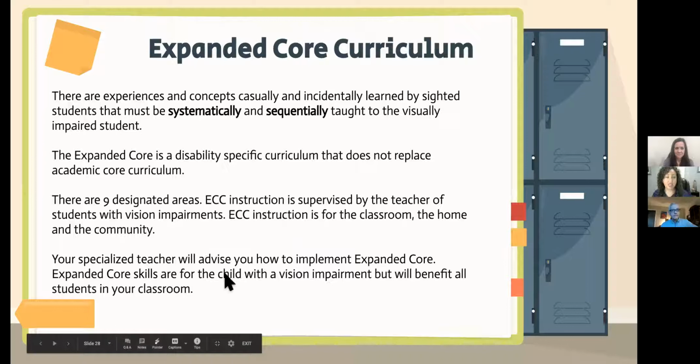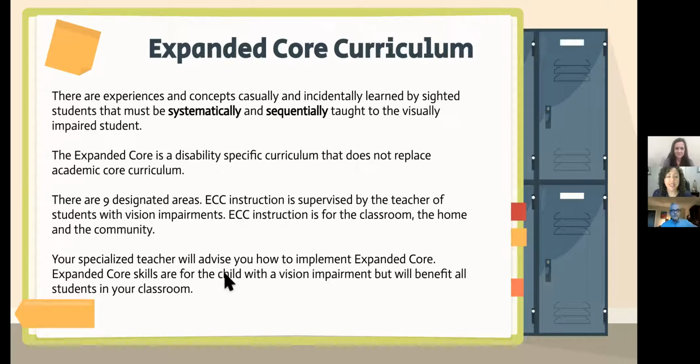All right. First thing I want you to know is I'm going to circle back to this topic called the expanded core curriculum. Now, don't read ahead. Listen to me. I'll read everything on this slide to you. First, there are experiences and concepts that are casually and incidentally learned by sighted students that must be systematically and sequentially taught to the visually impaired students. So we know that. That's our first thing.